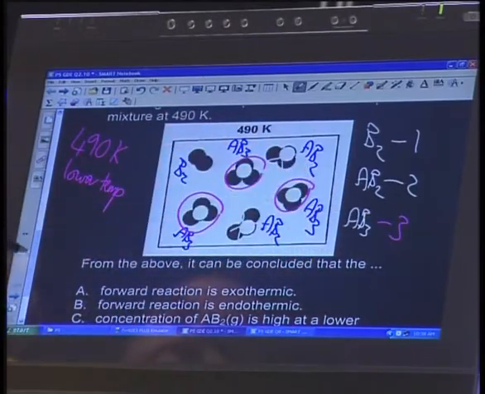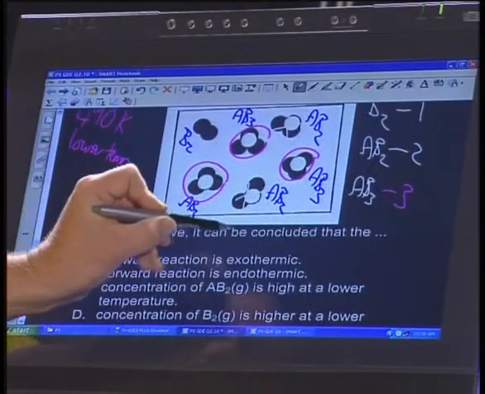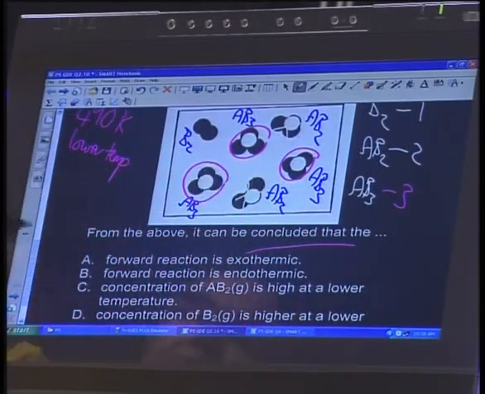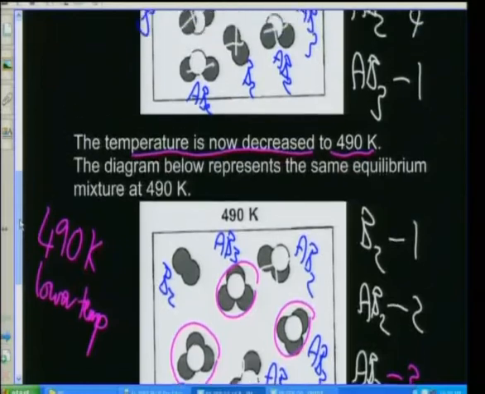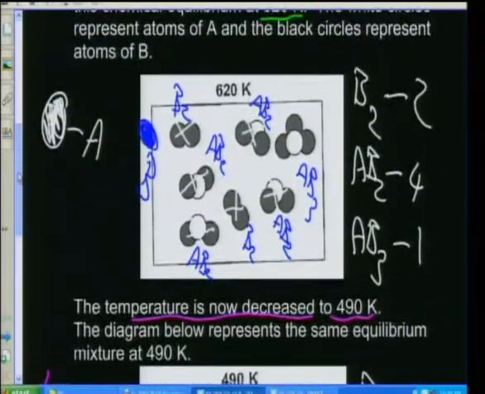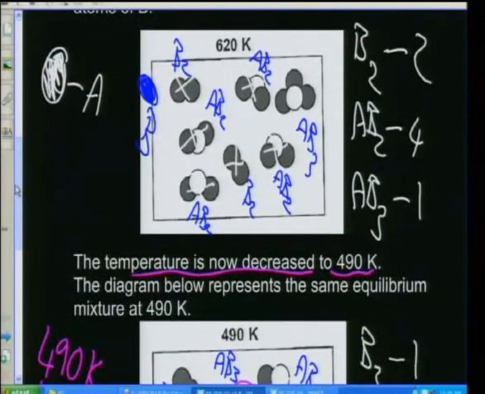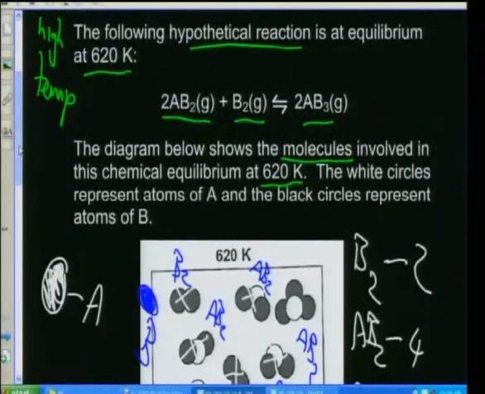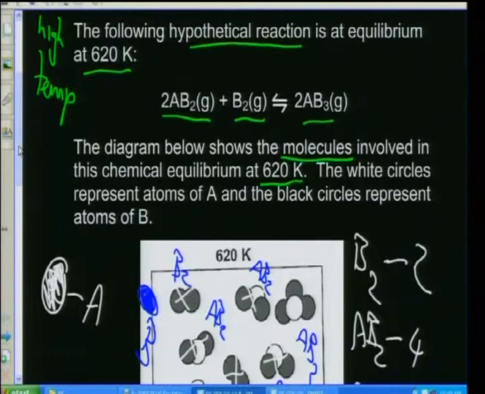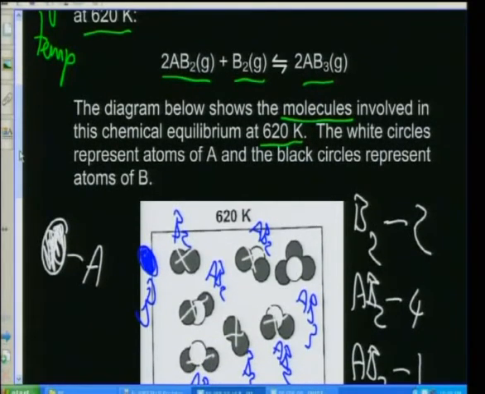It now says, from the above, it can be concluded that... Well, let's do the comparison about what we've got. We started with 2 of these. Let's look at the reaction as well. We said it goes 2 of that, to 1 of that, to 2 of those. So we know what the reactants are. These are the reactants.